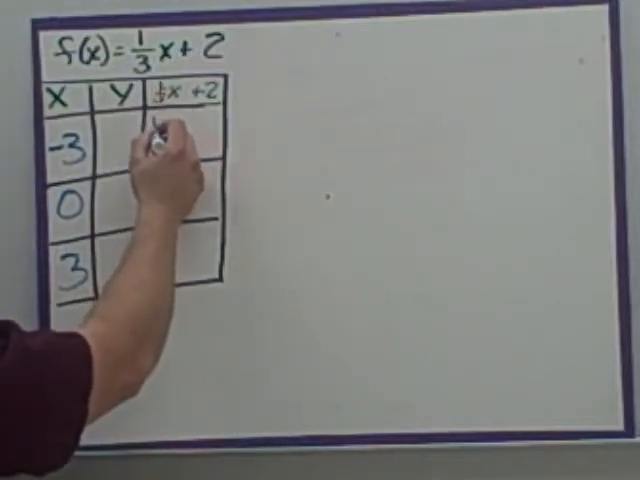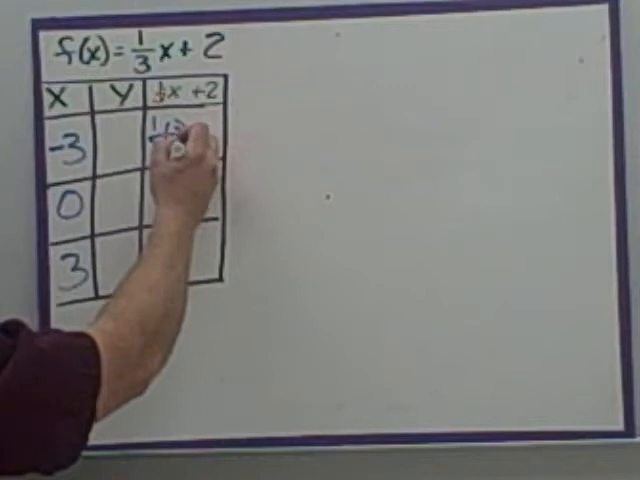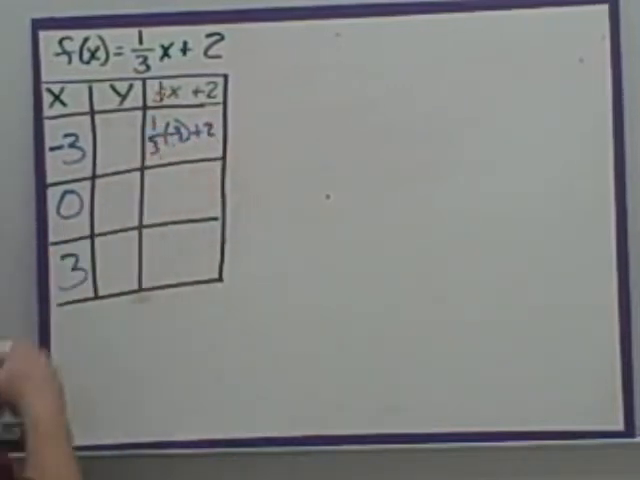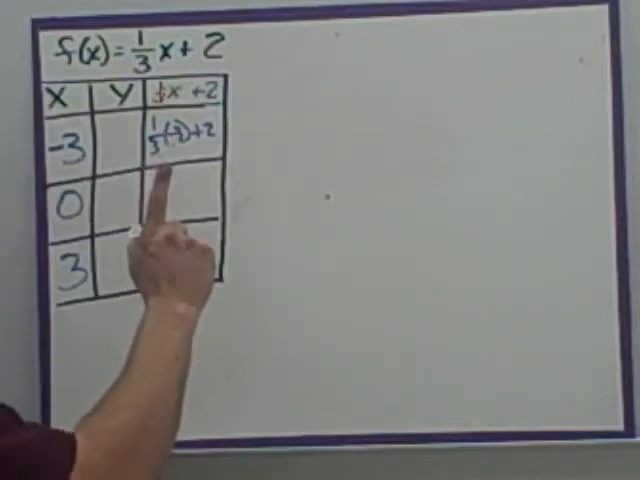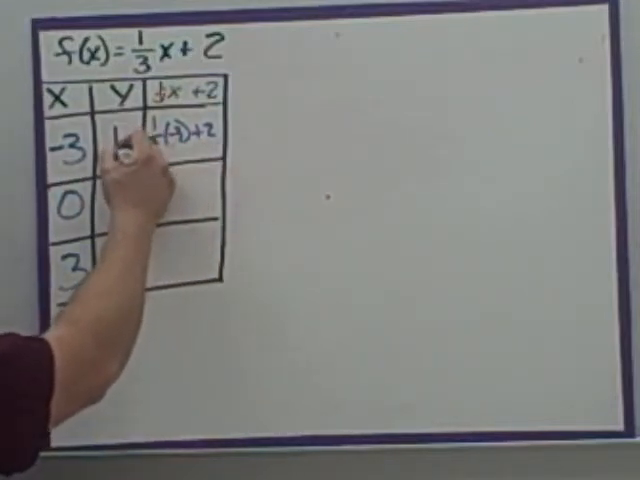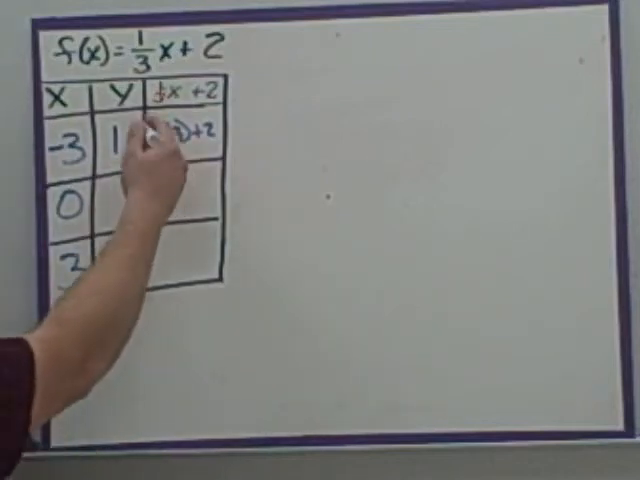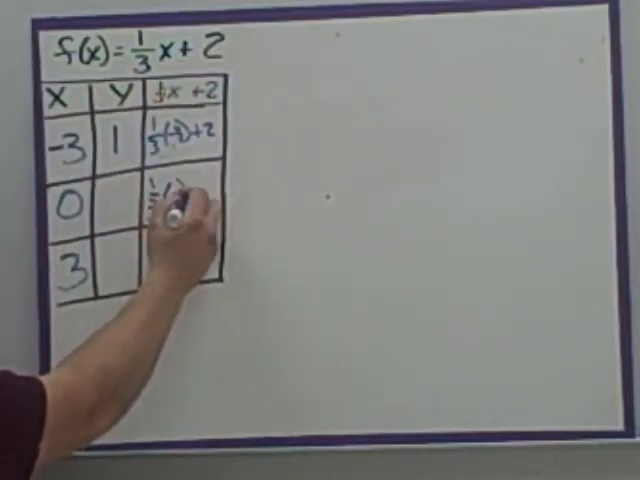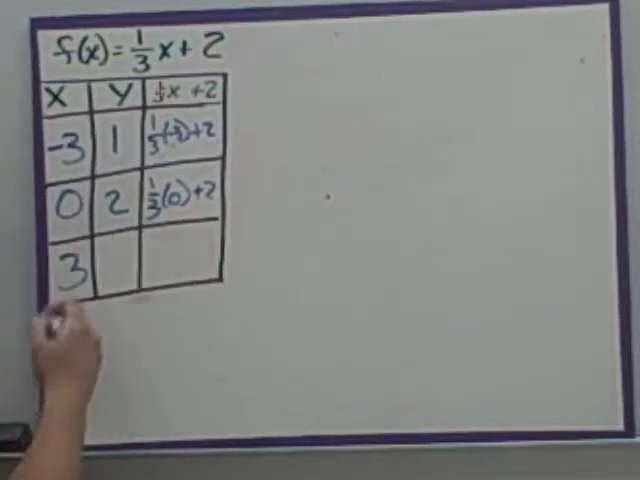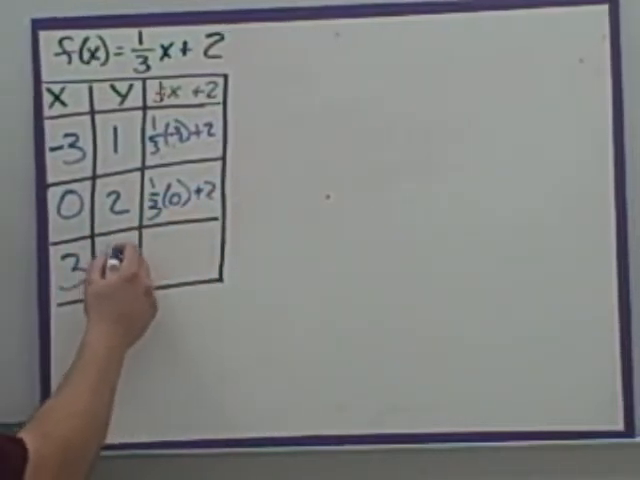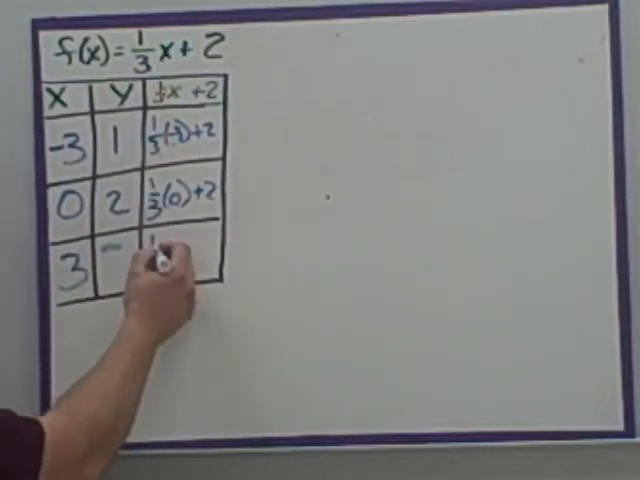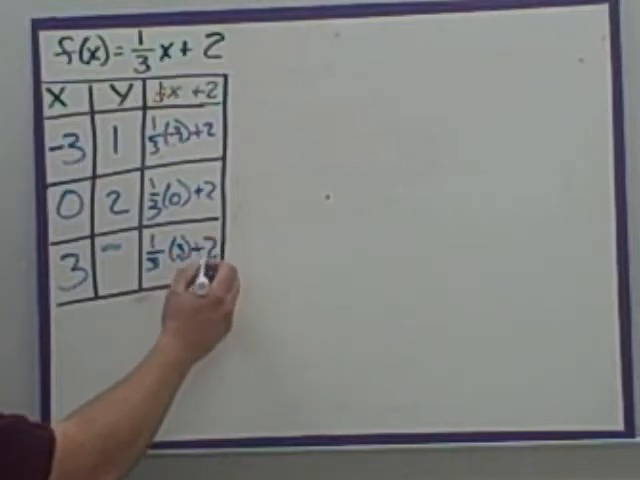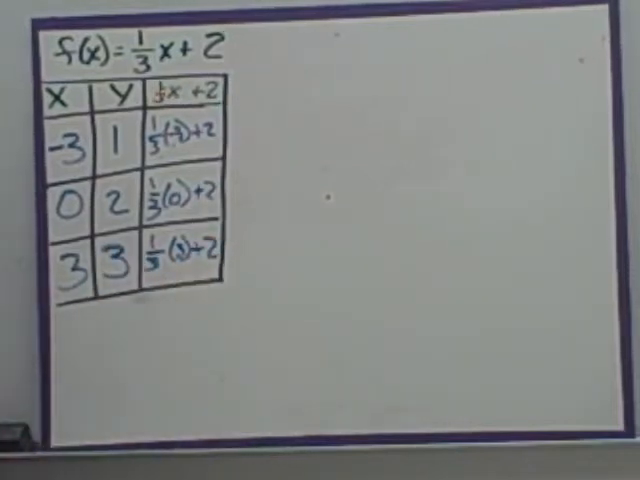Plugging in -3, 1/3 times -3 plus 2. 1/3 times -3 is -3 over +3, which is -1, plus 2 gives me 1. I plug in 0, the 1/3 drops away altogether. 1/3 times 0 is 0, plus 2, I get 2. Plugging in 3, I'm going to get 1/3 times +3, which is going to give me a +1 plus 2, which gives me a +3.